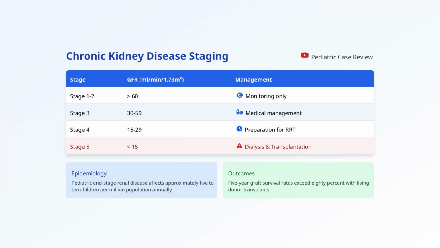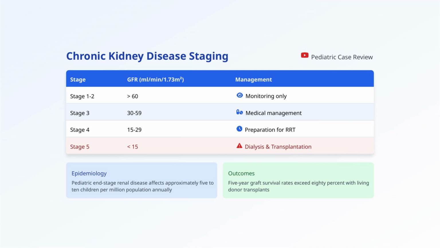Stage 1 and 2, with GFR greater than 60, require only monitoring. Stage 3, with GFR 30 to 59, requires medical management. Stage 4, with GFR 15 to 29, requires preparation for renal replacement therapy. Stage 5, with GFR less than 15, requires immediate dialysis and transplantation.